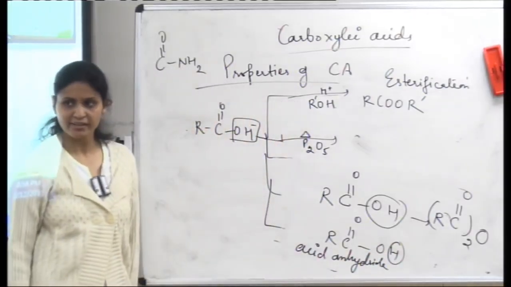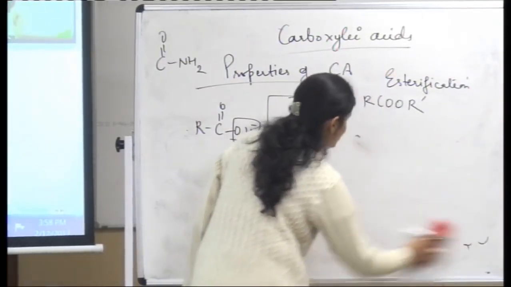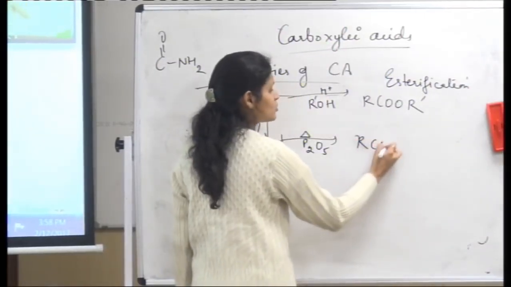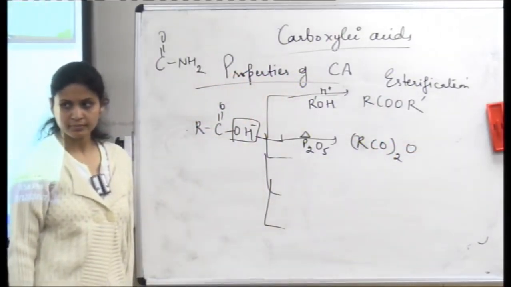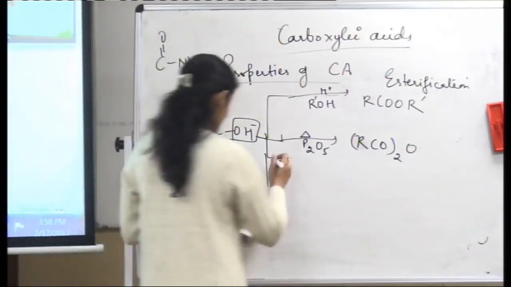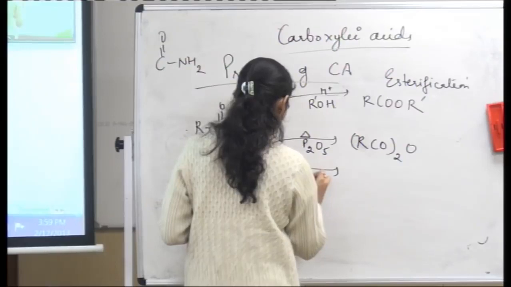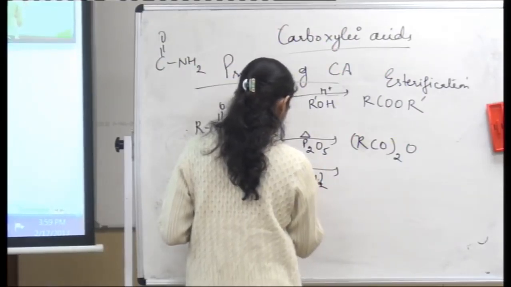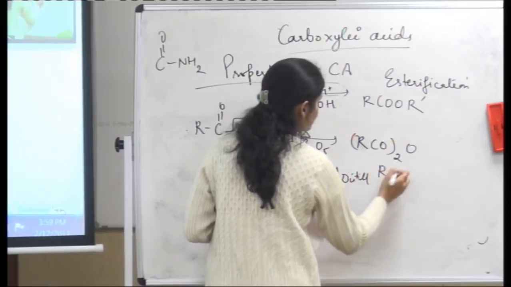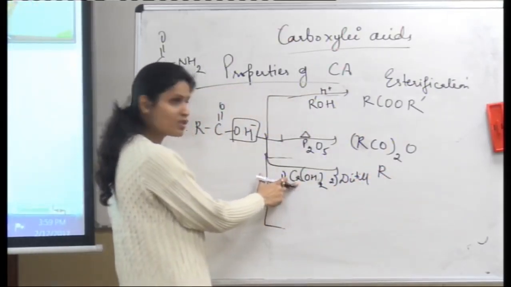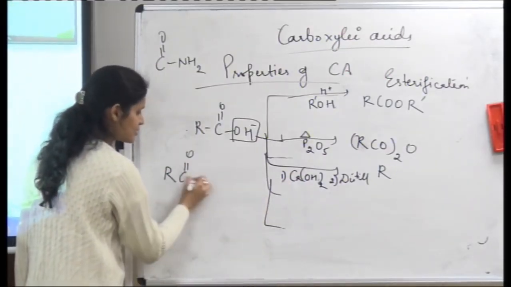Acid anhydride, right? So I should write this as (RCO)2O. Next is using calcium hydroxide followed by distillation. They will form the calcium salts. That means they will form, suppose this is the acid.